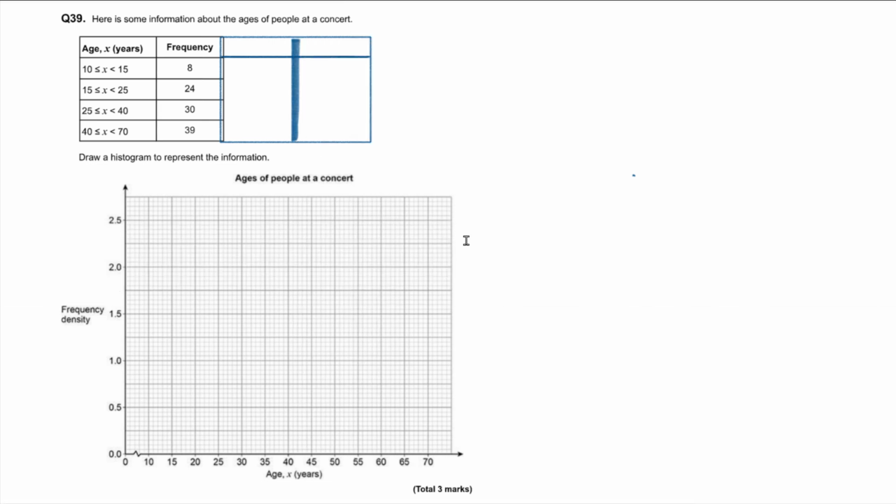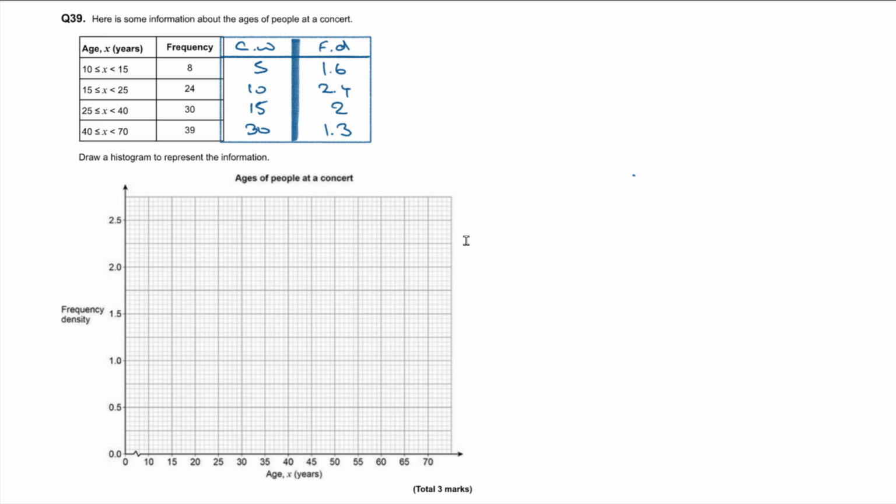Right, so then let's work this out. So this is going to be class width, and this is going to be frequency density, like before. Okay, so class width from 10 to 15, that's got class width of 5. 15 to 25, that's 10. 25 to 40, that's 15. And from 40 to 70, that's 30. Frequency density then, 8 divided by 5, double it divided by 10 is 1.6. 24 divided by 10, that's 2.4. 30 divided by 15, well I know that, it's just 2. And then 39 divided by 30, well 39 divided by 3 would be 13, and then divided by 10 it'd be 1.3. Okay, so I've got all my frequency densities.